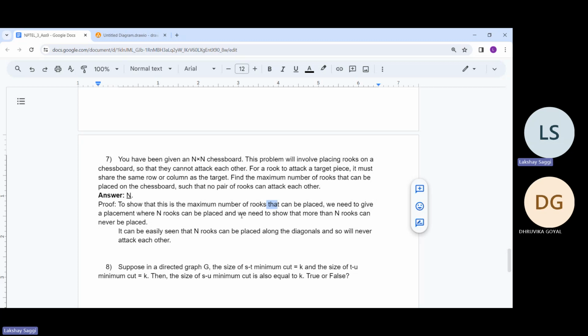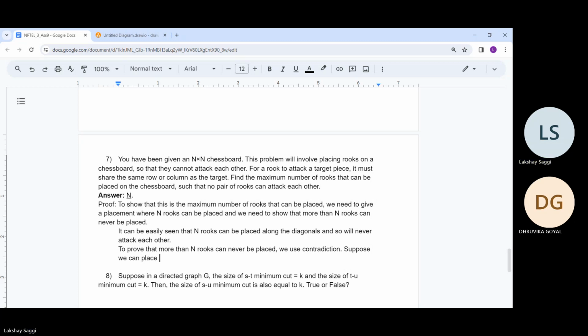The second part is we also need to show that more than n rooks can never be placed. We can show this part by contradiction. So what is contradiction? Suppose we can place more than n rooks such that no two rooks attack each other.